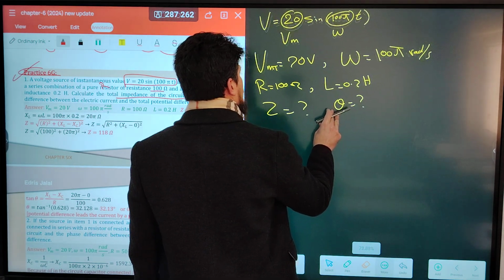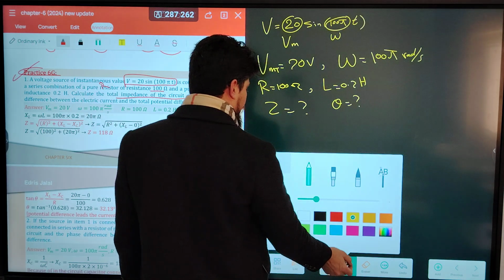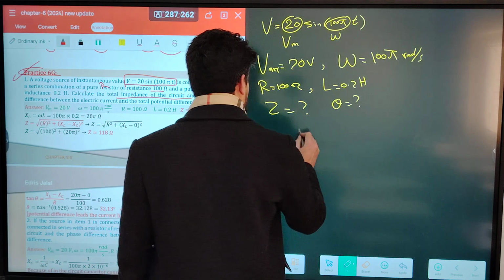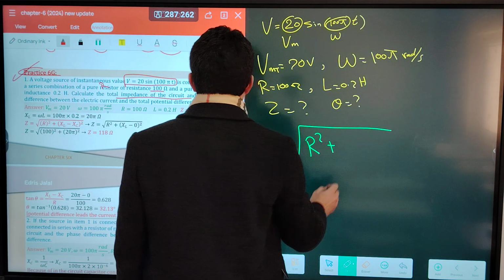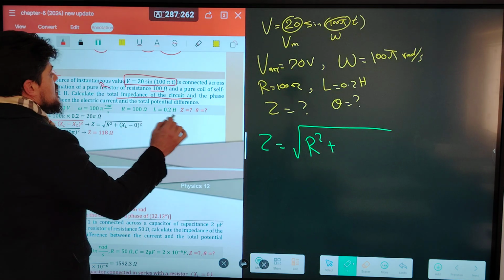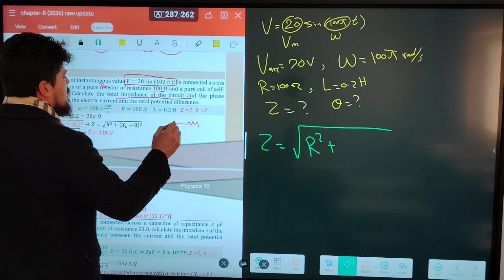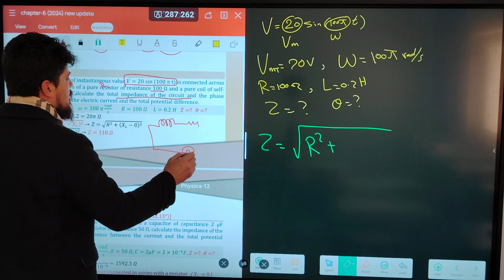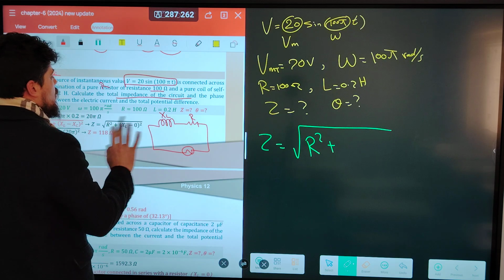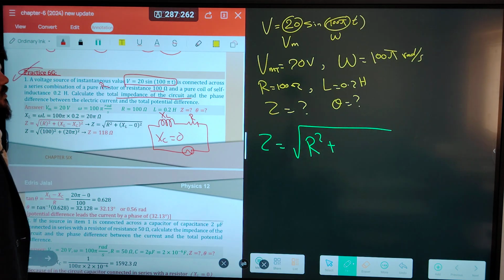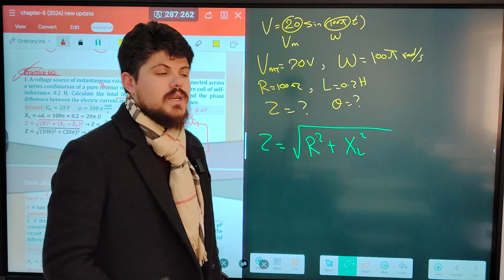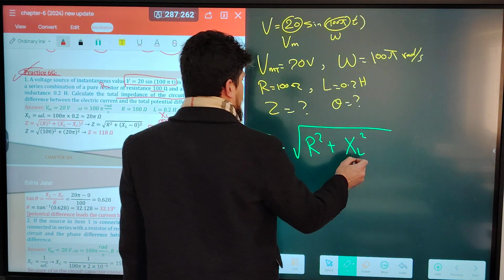How can I determine Z and theta? To find Z, you have to use this relation. Z is equal to what, guys? R square plus. Guys, do we have capacitance in this question? No. In this question only we have what? Resistance and inductance. We have only R and XL. We don't have XC. XC is 0. R square plus what? Plus XL, because we don't have XC. Don't write XC, okay?